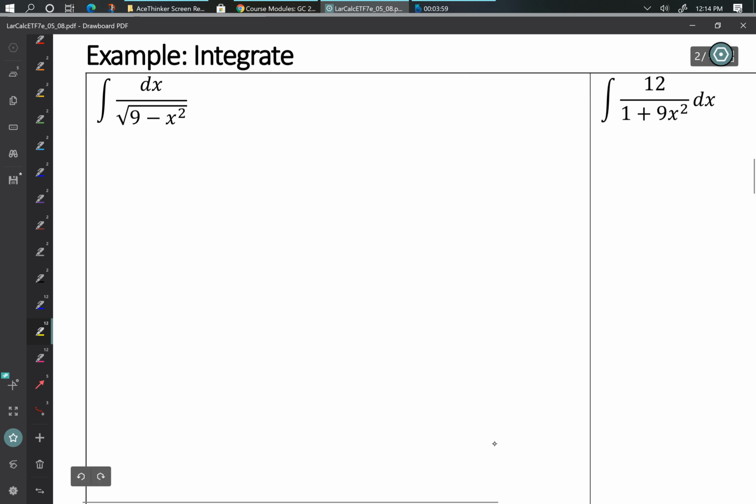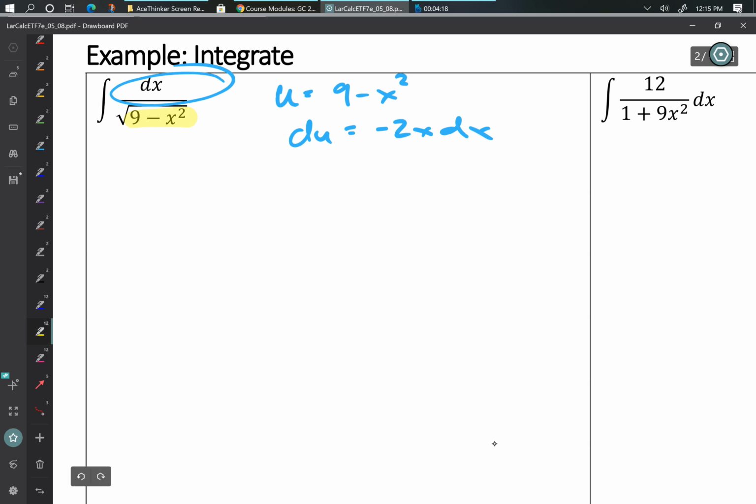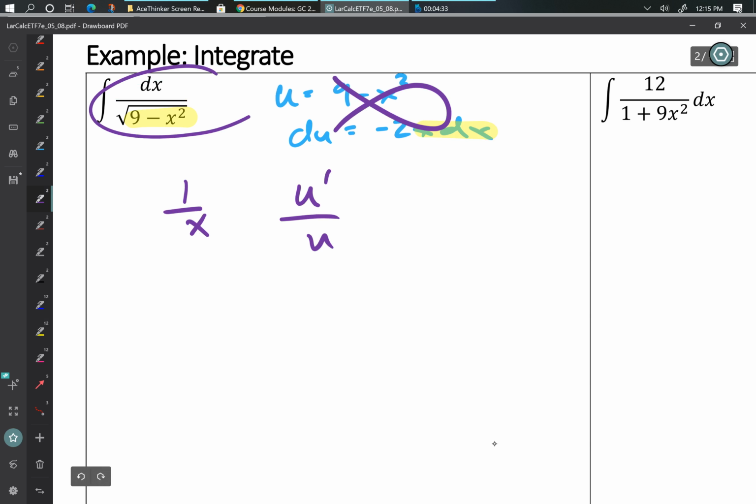But if I argue that this is u, there's no du, because the du would require a negative 2x dx. So it would require that x dx be somewhere in there. That's not there, so it's not a substitution. Oh, well, it's a fraction, so maybe it's a logarithm. Well, logarithm requires either 1 over x or u prime over u. I don't have either of those sitting here, so it's not that.